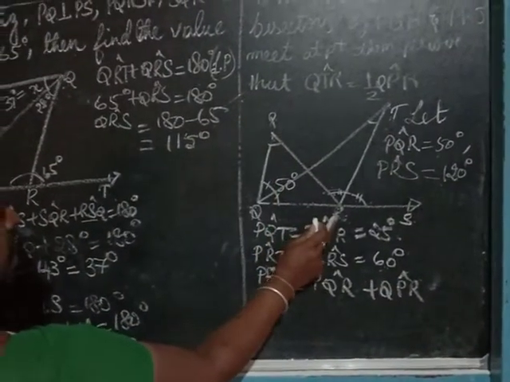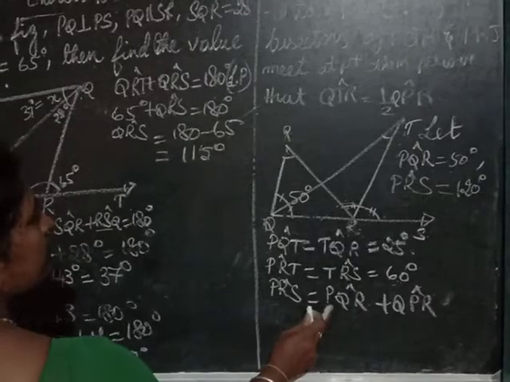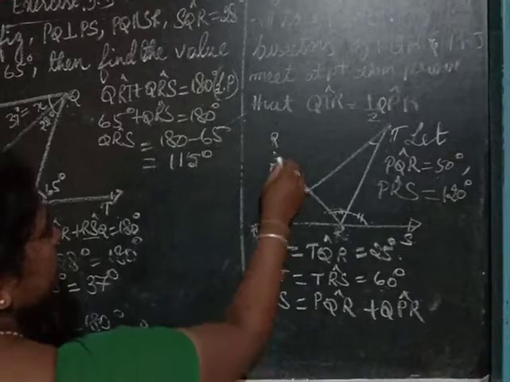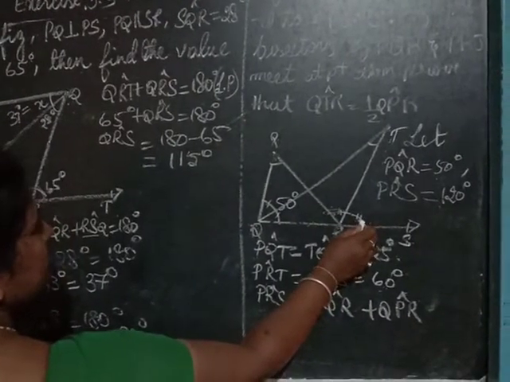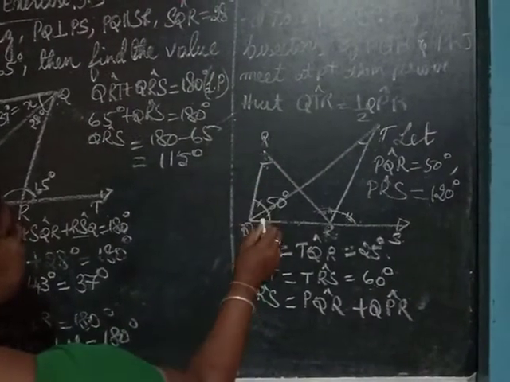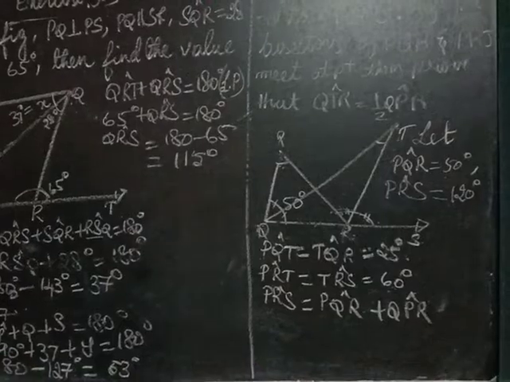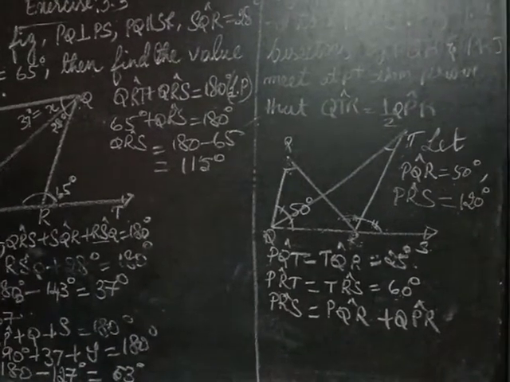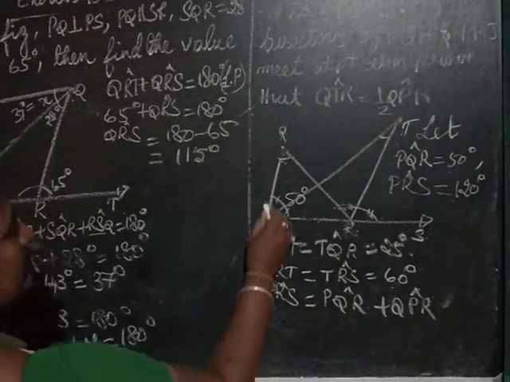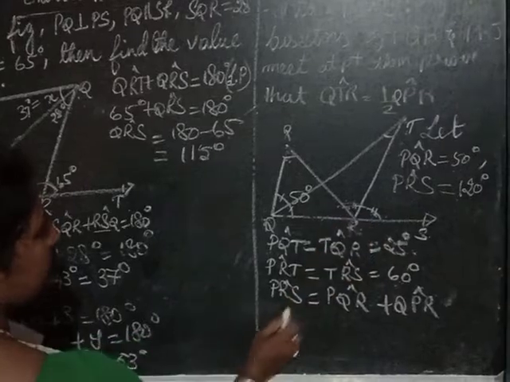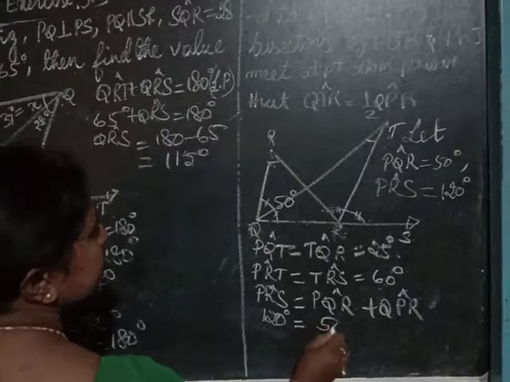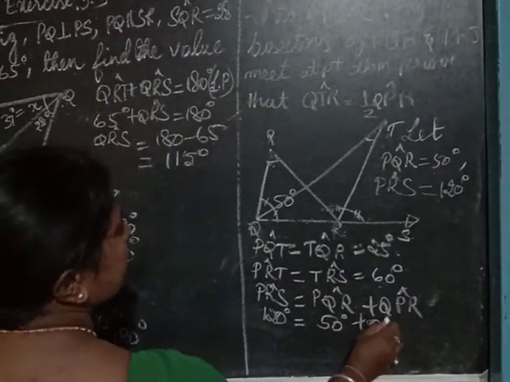PRS is equal to PQR plus QPR. This is exterior angle. Exterior angle is equal to the sum of the opposite angles, interior opposite angles, isn't it? So therefore these two are the sum of these two we get, and then PRS is equal to how much? 120 is equal to PQR is 50 plus QPR.